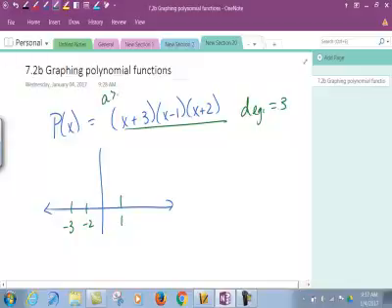And because a is greater than 0, we know that as we go off the page to the right, we're going to increase without bound. And so we can see that the polynomial will look something like this graphed. Okay, that was old stuff. Now we're going to move to new stuff.